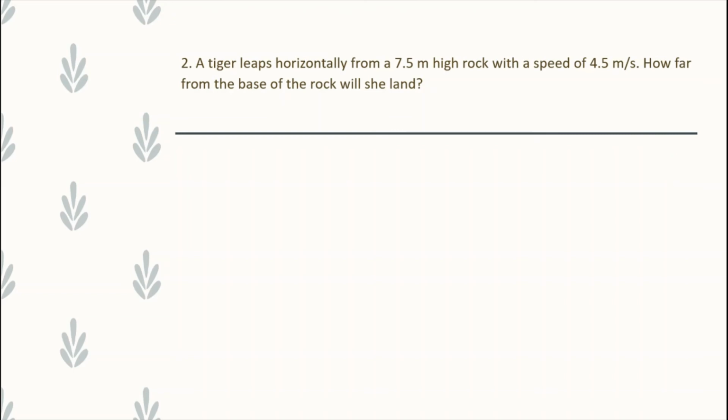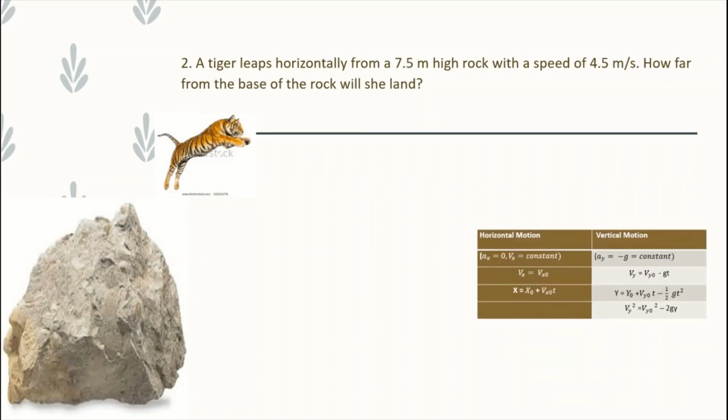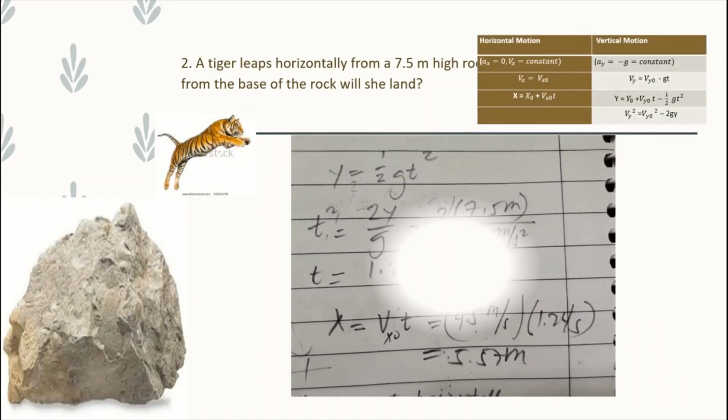Second example, a tiger leaps horizontally from a 7.5 meter high rock with a speed of 4.5 meters per second. How far from the base of the rock will she land? Here's the solution. You find the given and what is required in the problem. I'll leave it to you.